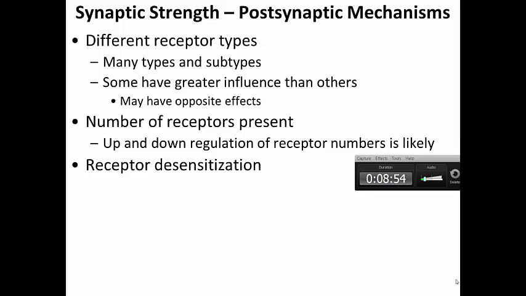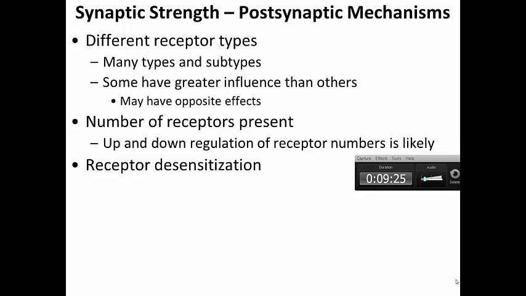The most common reason for this would be different receptor types. There are many different receptor types, as we have mentioned, for neurotransmitters that are found on the neurons in primarily the central nervous system, but also to some extent the peripheral nervous system. And there are even many subtypes of these receptors that have a very profound influence on the response of the postsynaptic cell. So some of these receptor types have a greater influence than others, and some of these may even have opposite effects. The most common example, most likely, would be receptors for acetylcholine.